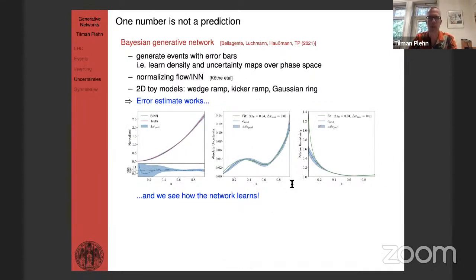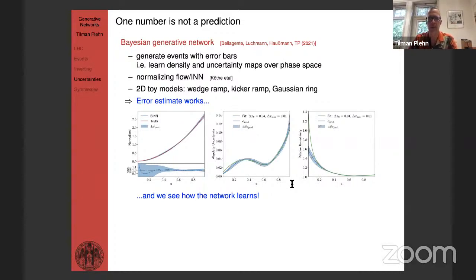Two more things I want to show very fast. First of all, one number is not a prediction. We always tell this to first-year students, and that's true. So I can ask the question, what about uncertainties? How can I quantify uncertainties if I learn a distribution? And in principle, I can do this.